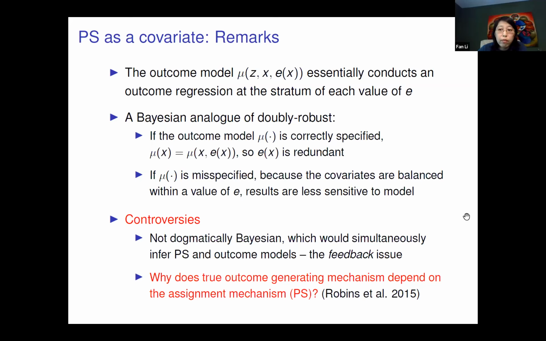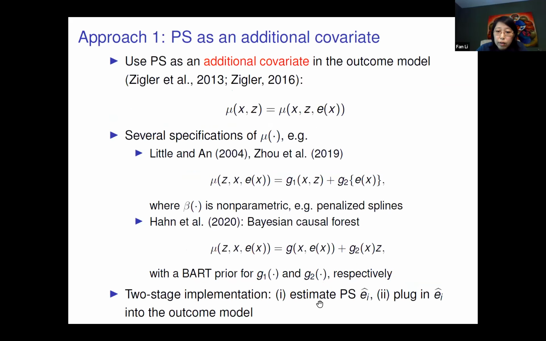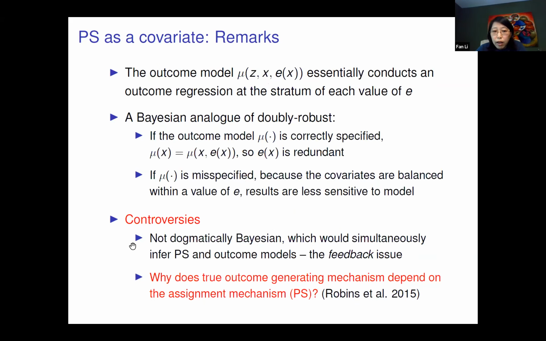This is all nice, and people have shown empirically that it improves the result, but there are two controversies. The first one is, if you are a dogmatic Bayesian, you feel uncomfortable about first estimating the propensity score and then plugging it in. As a good old Bayesian, what you would do instead is simultaneously build a model for the propensity score and the outcome model, and draw posterior inference of the parameters from both. This has some feedback issue, some technical issue I'm not going to talk about, but that's one issue.